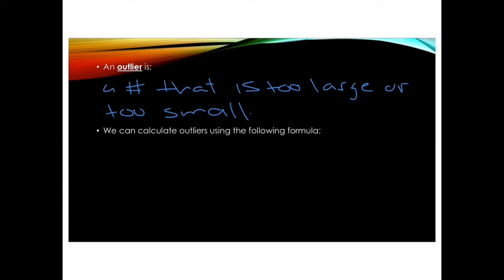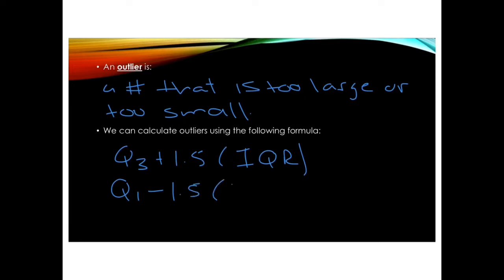To figure out what that limit is, we have for our upper limit, Q3 plus 1.5 times the IQR, which is your interquartile range. And then to find your lower limit, it's going to be Q1 minus 1.5 times, again, the IQR, our interquartile range. So by doing these calculations, we're going to set limits for our data set, an upper limit and a lower limit. And then any number that we have that is outside of our range or our limits will be considered an outlier. So let's go ahead and use this to determine if 19 is an outlier.